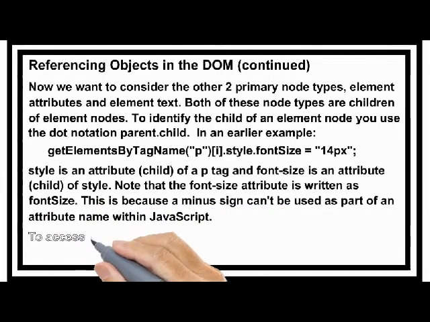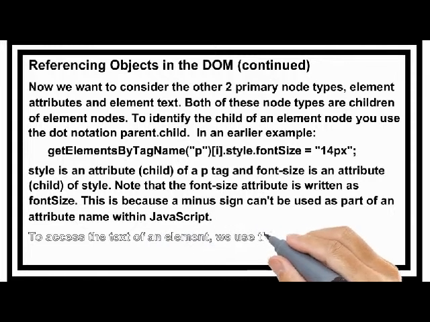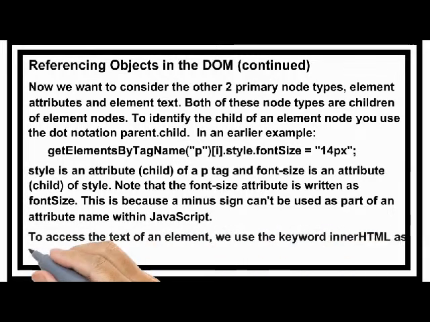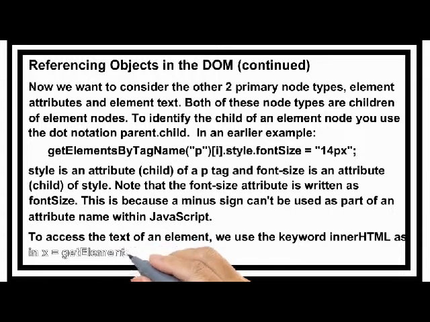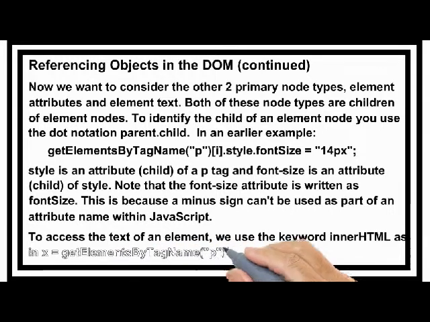To access the text of an element, we use the keyword innerHTML, as in x equals getElementsByTagName paragraph 0 dot innerHTML.